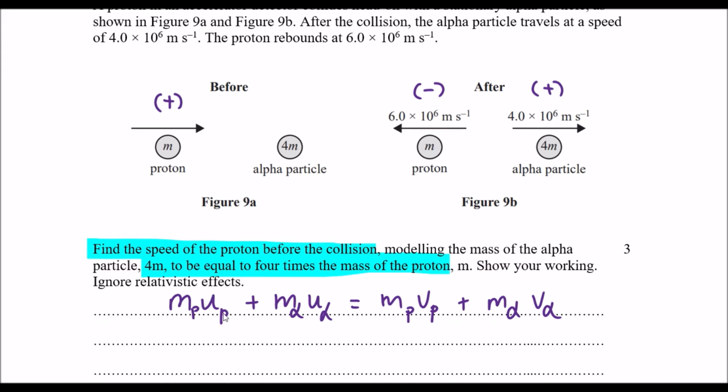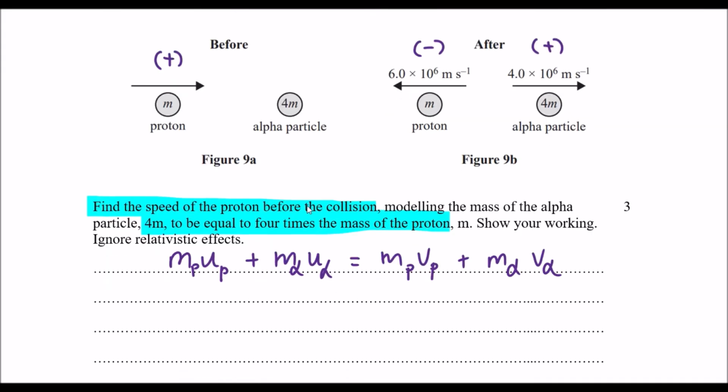Okay, so we want to find UP. We know that the alpha particle has a velocity of 0, so that means this value that we have here is going to equal 0. We know the velocities here, and we also know the mass. Now, in this question, we don't actually know the exact mass of a proton, but we can do some ratios here. We do know that the proton is equivalent to 1 in mass, and the alpha particle has a mass equivalent to 4. So we're going to use 1 as the mass, and 4 as the mass for the alpha particle.